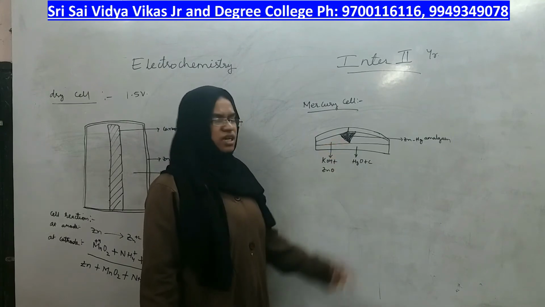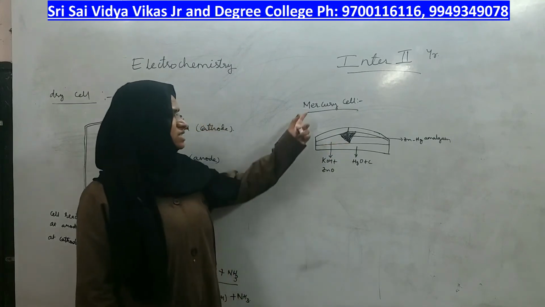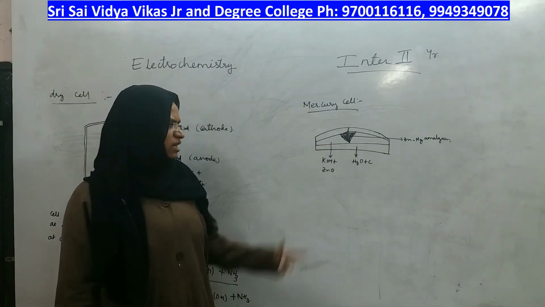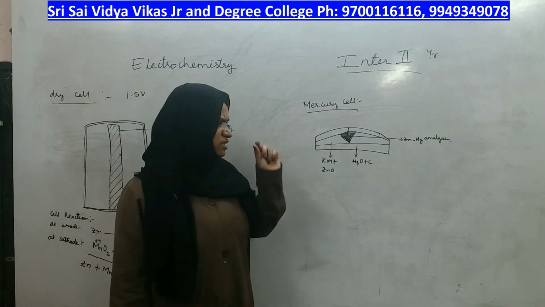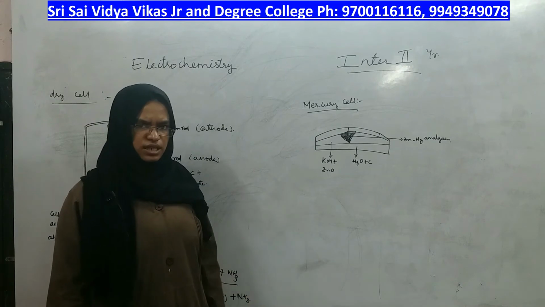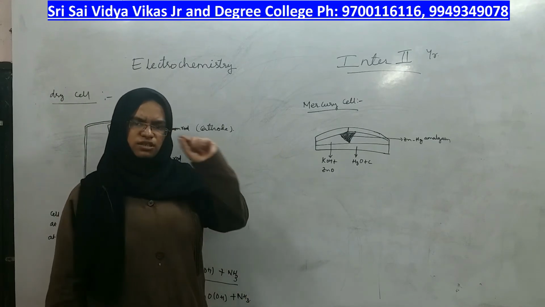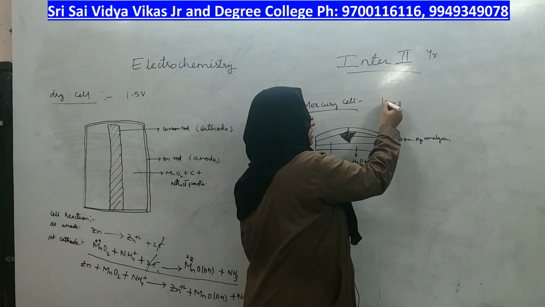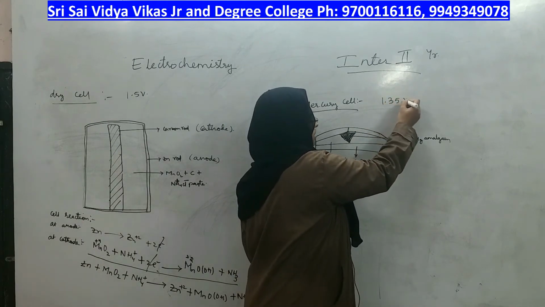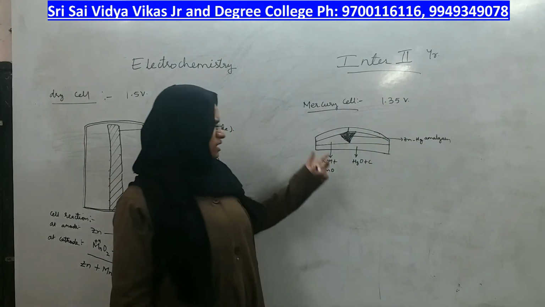Coming to the next type of primary battery, which is the mercury cell. It is also like a dry cell, but its size is even smaller than a dry cell, right? It will be used in even smaller devices, and therefore its voltage is also lesser than a dry cell, right? Let us see its construction.